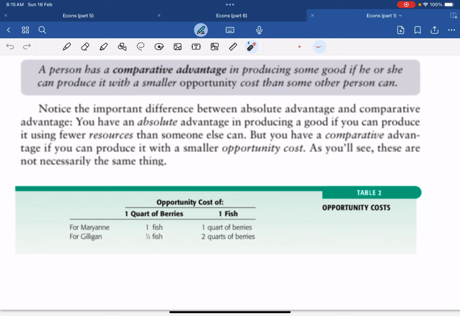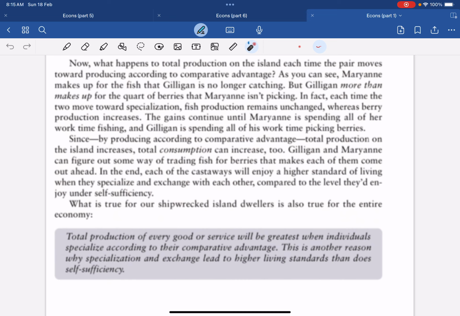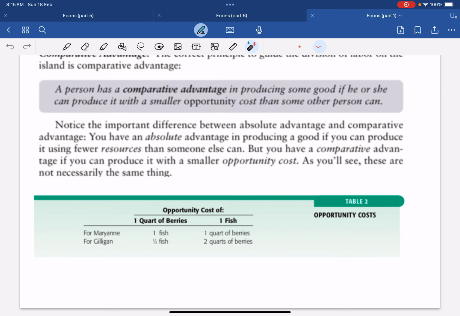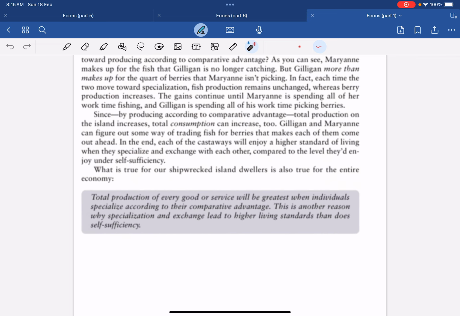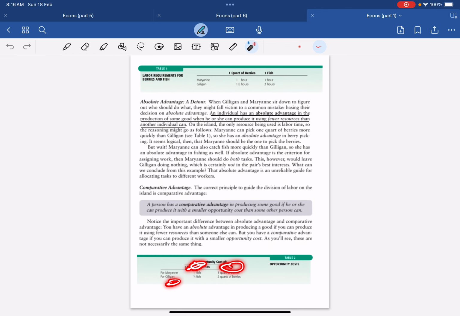As we can see now, Marianne takes up less resources to produce the same fish as compared to Jillian. And Jillian takes up less of the other good compared to Marianne, which takes up one fish. So in this case, Jillian more than makes up for the berries that Marianne isn't picking. So we say that Marianne has a comparative advantage in producing fish, while Jillian has a comparative advantage in producing berries. And so we can assign Marianne to produce the fish and Jillian to produce the berries.